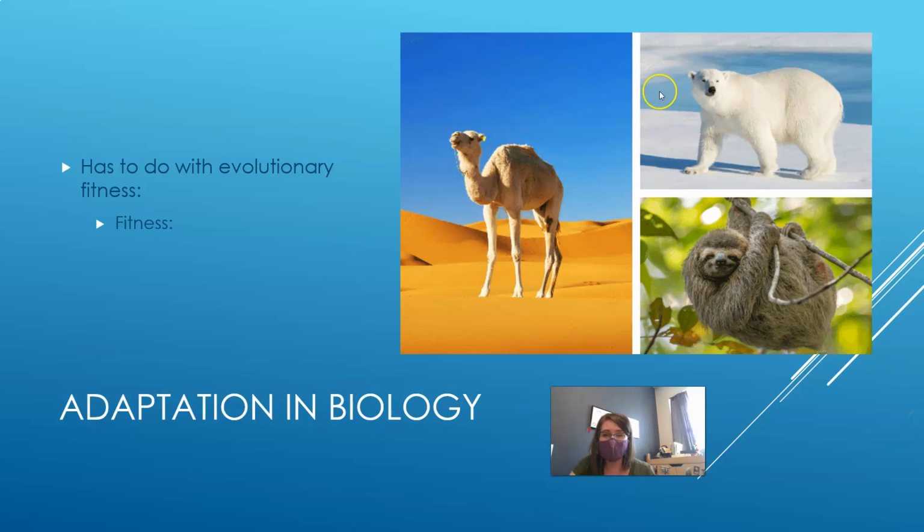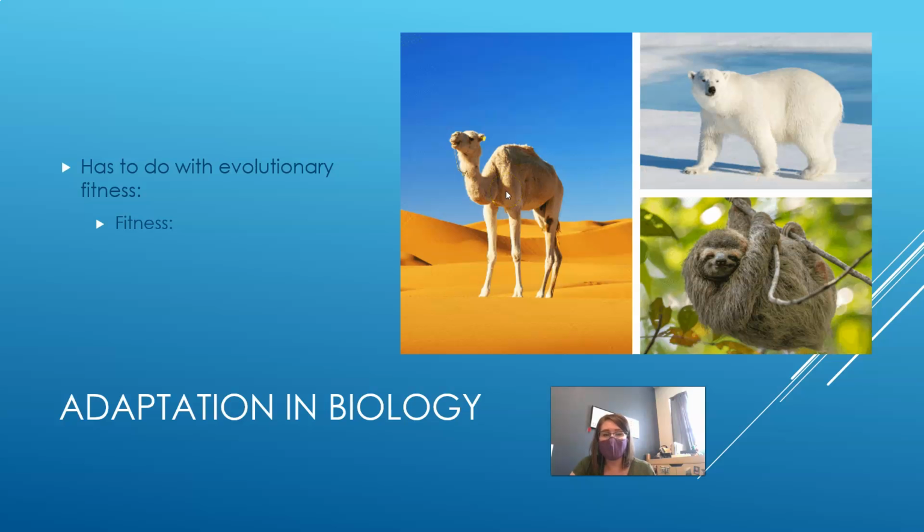Here are 3 organisms that all have adaptations that make them fit or able to survive and reproduce in the areas where they live. Obviously, if you took a polar bear and stuck it into the desert where a camel would normally live, it wouldn't be very successful because it's not adapted to that environment.